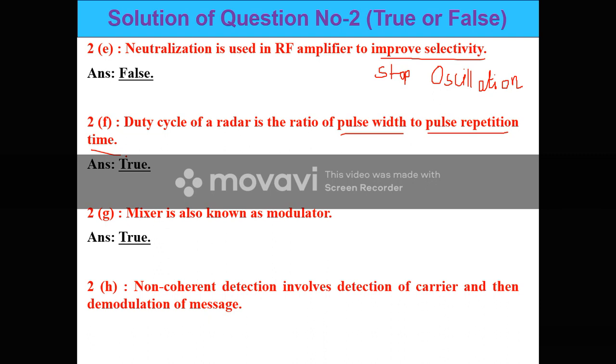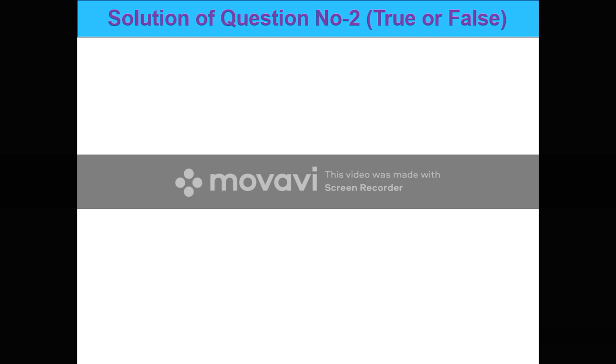Next is non-coherent detection involves detections of the carrier and then demodulation of the message. So this statement is false because in non-coherent detection techniques there does not involve any carrier signals for the detection. The carrier signal is not required in the non-coherent detection techniques. It is required in coherent techniques only. So this is the false statement.